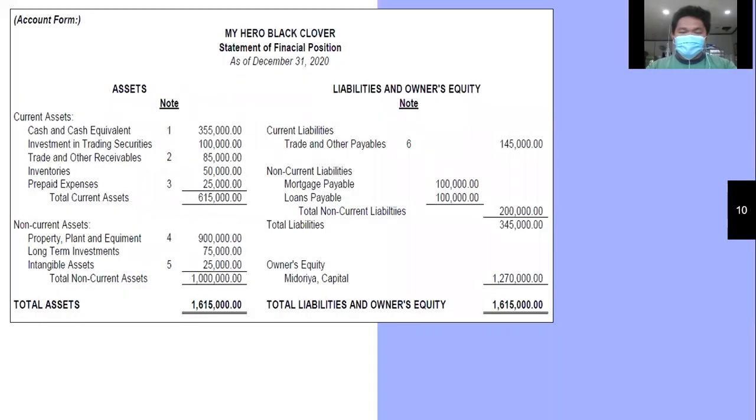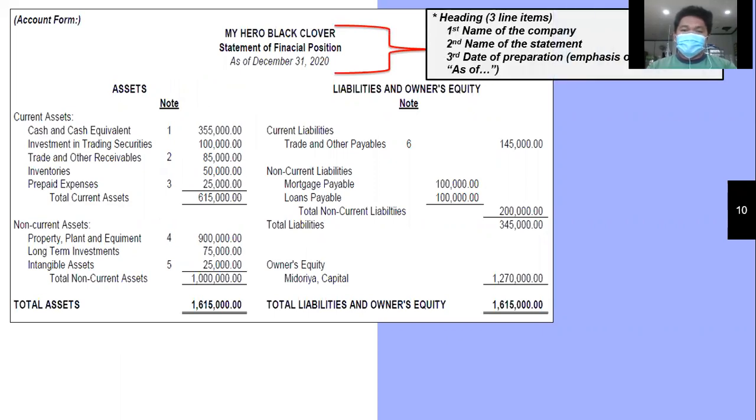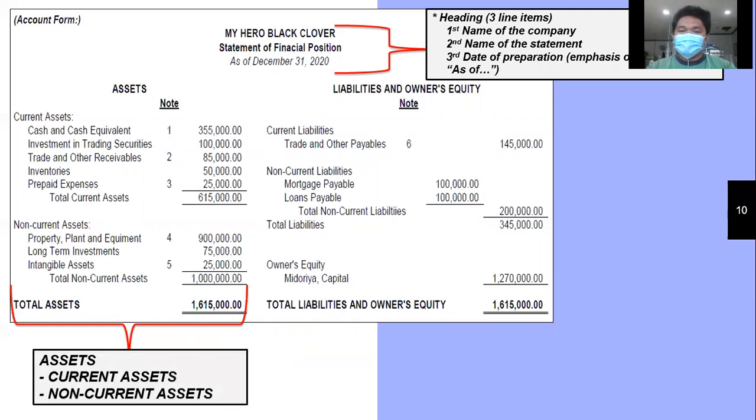So, this is an example of the account format. As you can see, it's still the same. Don't forget the heading, which constitutes 3 line items: the name of the company, the name of the statement, and the date of preparation. And don't forget the emphasis on the wording of "as of", so as of December 31, 2020. The asset section is on the left side, because in T account format, assets, which have a debit balance, are placed on the left side.